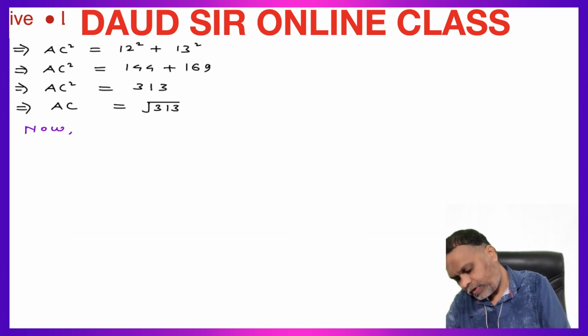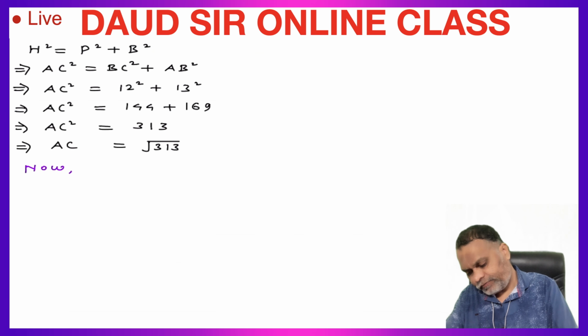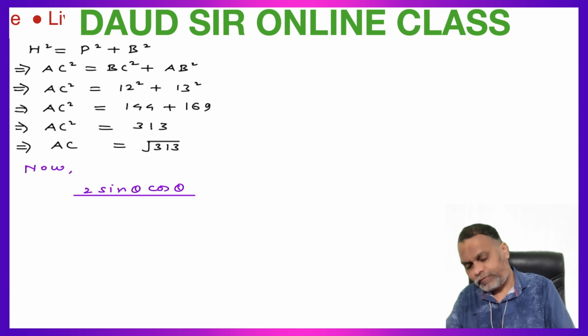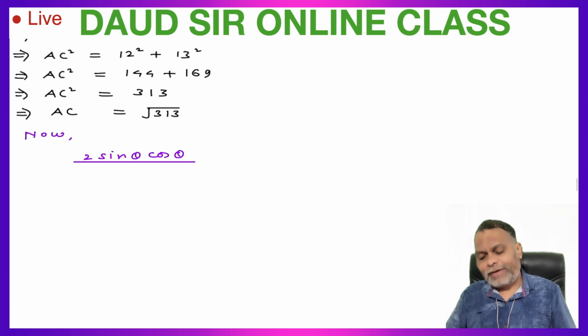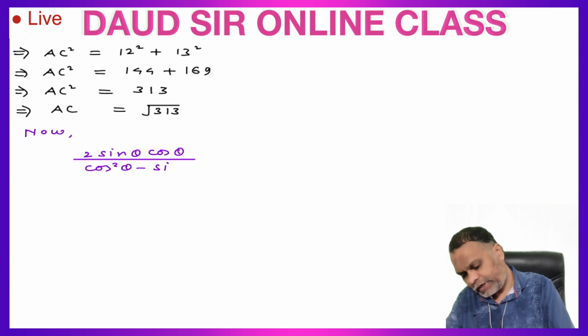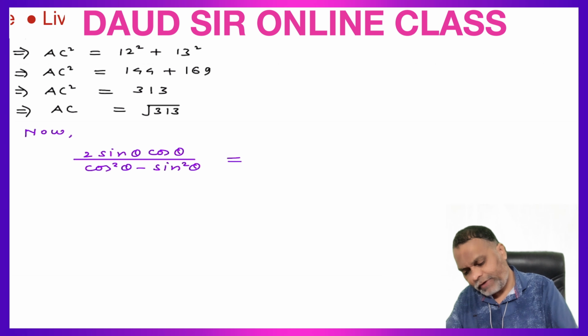Now, 2 sin theta cos theta upon cos square theta minus sin square theta. We have to find out its value. So directly substitute the values.